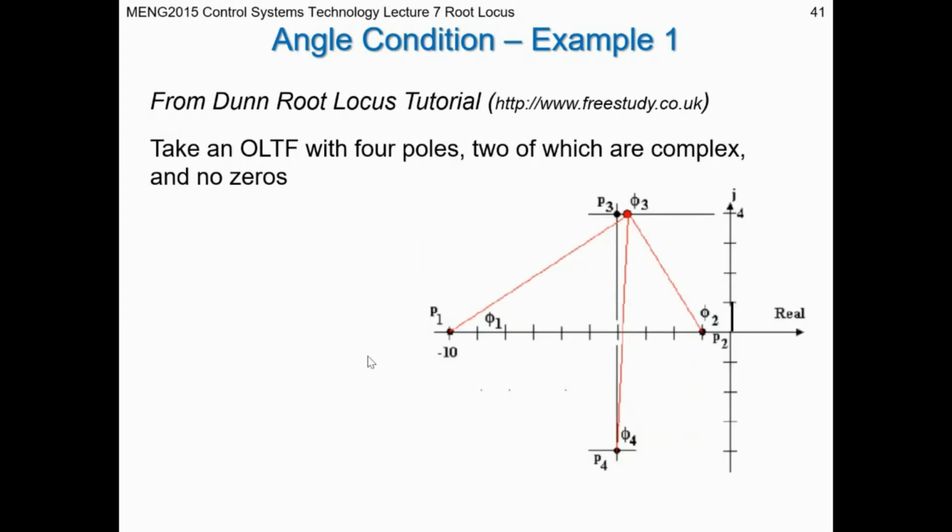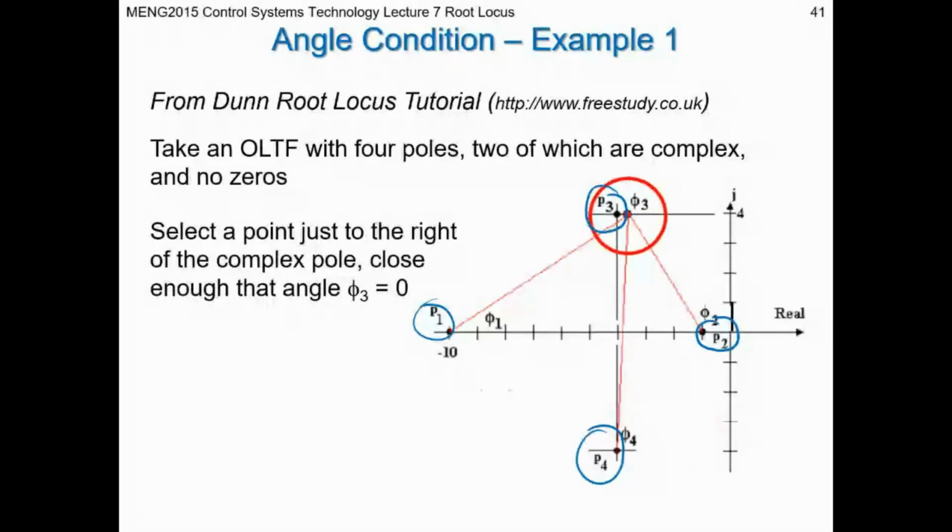So let's look at a little example here. If we take an open loop transfer function with 4 poles, we've got pole P1, pole P2 here, minus 1, but then we have 2 complex poles, P3 and P4. So we have 4 poles. Remember what we're trying to do: we're using the angle condition to determine the angle of emergence of the locus from a complex pole.